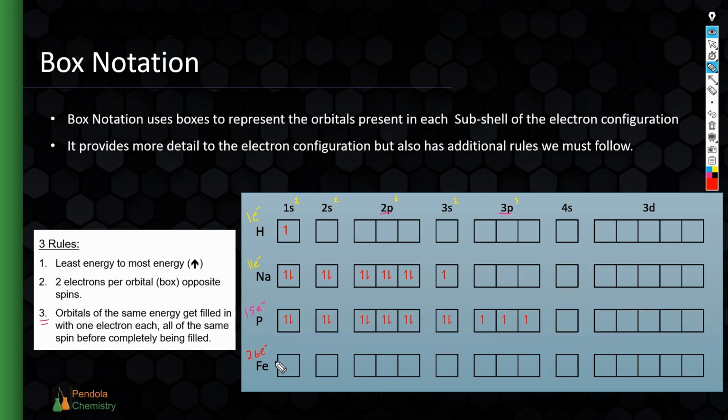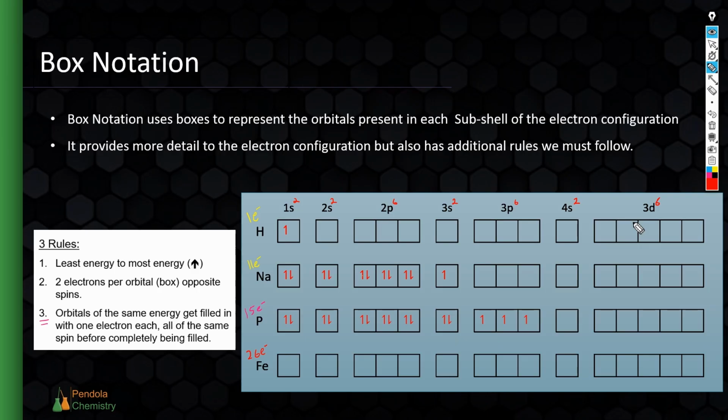Again, the number of electrons in each sublevel is going to go by the same rules that we had before. So if we have 26 electrons, that's 2 in the 1s, 2 in the 2s, 6 in the 2p, because that's the maximum it can hold, 2 in the 3s, 6 in the 3p, 2 in the 4s, so that's 2, 4, 10, 12, 18, 20. So we have 6 electrons left in the d sublevel.